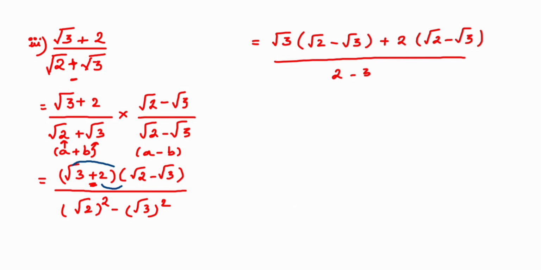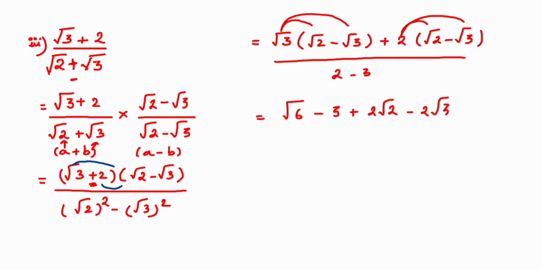Now we'll open the brackets in the numerator. Root 3 into root 2 will become root 6. You just multiply the numbers inside the root. Minus root 3 into root 3 will become 3, plus 2 into root 2 will become 2 root 2. We cannot multiply 2 and 2 because root 2 is irrational and 2 is rational. We cannot multiply them. Then minus 2 into root 3 will be 2 root 3, upon 2 minus 3, which is minus 1.